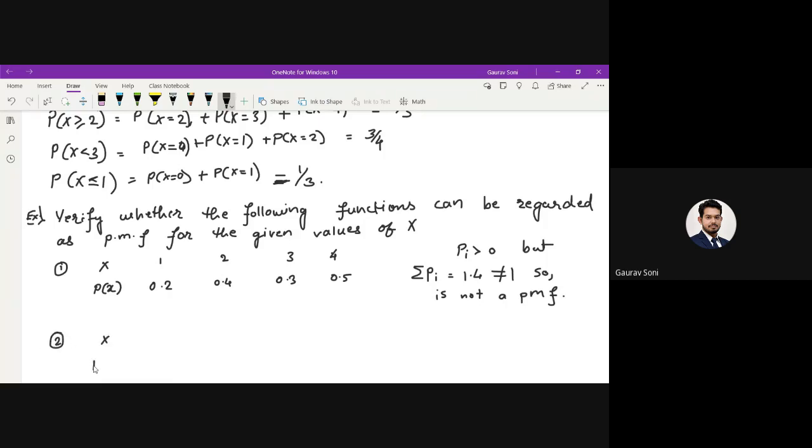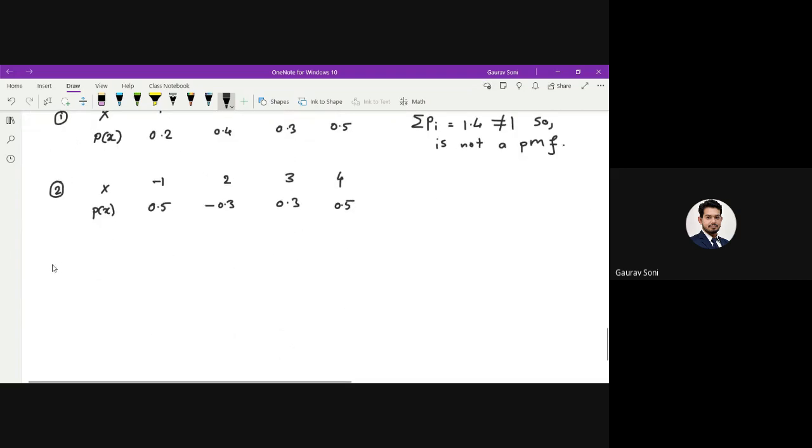Second, x is minus 1, 2, 3, 4, and p of x is 0.5, minus 0.3, 0.3, 0.5. Apurva, is it a PMF? The second one? Yes, sir.